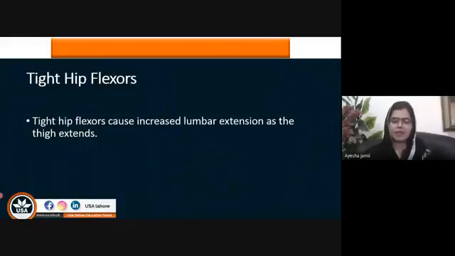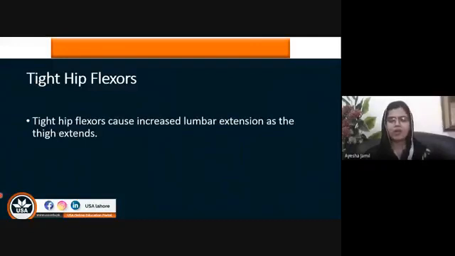Another example of poor pathomechanics, or decreased extensibility or flexibility resulting in poor pathomechanics of the hip region, includes the tight hip flexors. Whenever the hip flexors are tight, they will cause increased lumbar extension or lordosis as the thigh extends. Obviously, again, we can see that a problem in one region can cause abnormal movement in the other areas as well.